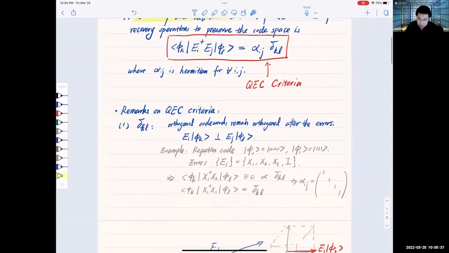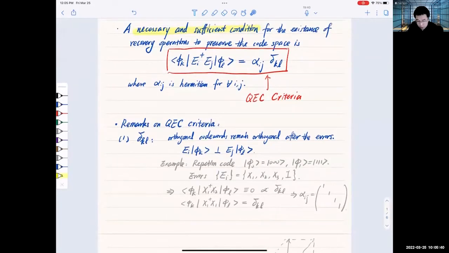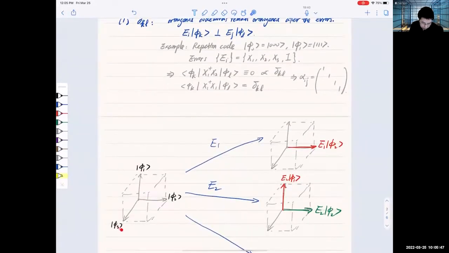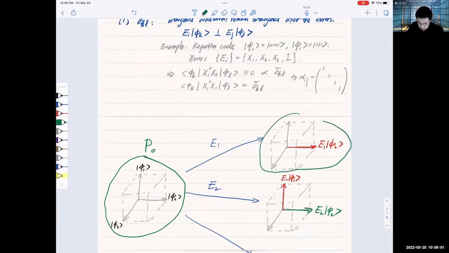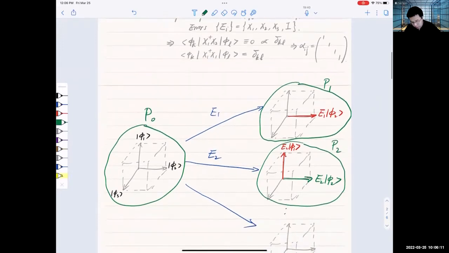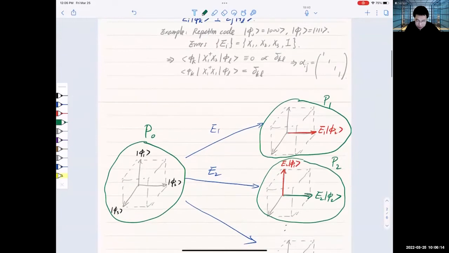Now, let's think more pictorially about what's going on. Suppose this alpha ij is in diagonal form. Then what it means is that you start from some original logical space, as we previously called the P0 space. Then the error E1 happens, and it maps it to the P1 space. The error E2 happens, and it maps it to the P2 space, and so on. This can generally exist for the case where the alpha matrix is diagonal. And later we'll talk about how there's always a way to diagonalize alpha, so that this mapping in principle holds quite generally for error correcting codes.